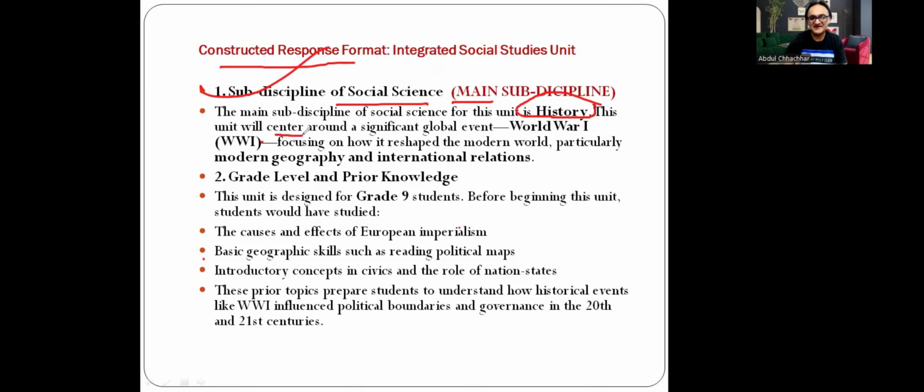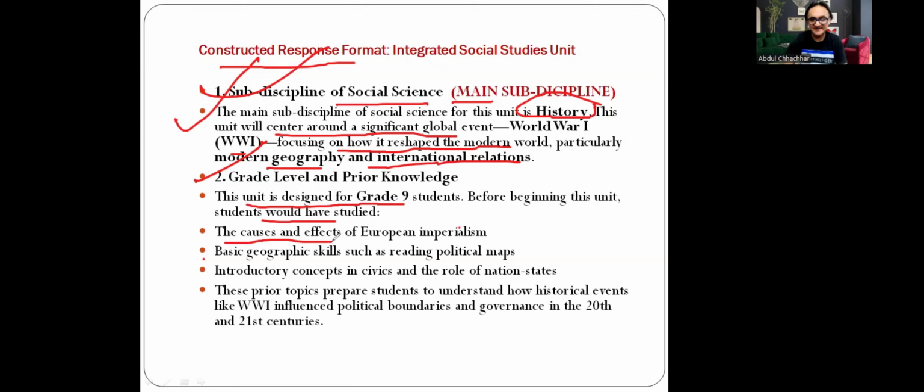This unit will center around a significant global event, World War I, focusing on how, this is a question, inquiry based, how it reshaped the modern world, particularly modern geography and international relations. This is my first part of the lesson. Grade level: this lesson will be taught in grade 9. At the beginning of the unit, students would have studied prior knowledge. Now I'm checking two things, grade 9 and prior knowledge.